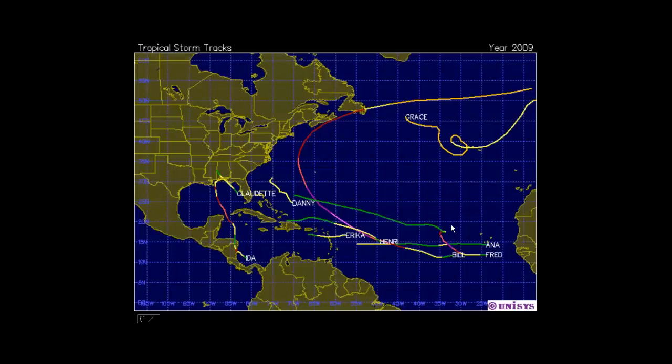Here's an image for the year 2009, and it shows the tracks of the various hurricanes that took place that year. Here's Bermuda here, here's Cape Hatteras, here's Norfolk, and you see the track of the various hurricanes that are shown here. Most of them are developing here off the west coast of Africa, near the Canaries, and traveling west, and then doing something here. Some of them go inland, some of them bend and go over to England.